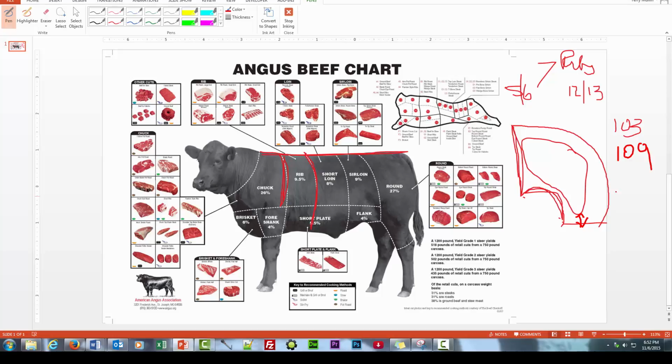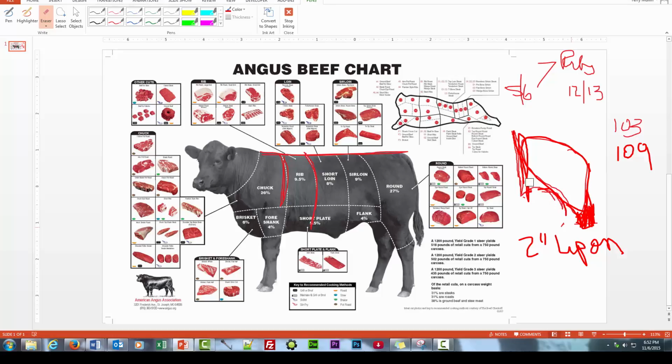If we take this bone away and take this bone away and take the fat away, ultimately what we have left is this big chunk of meat with this 2-inch tail. So let's darken in the tail so it shows up. Then that's called a 2-inch lip on. So now there's no more bone and no more fat across the top. There's no more bone. That's all been eliminated, and that's a 2-inch lip on.